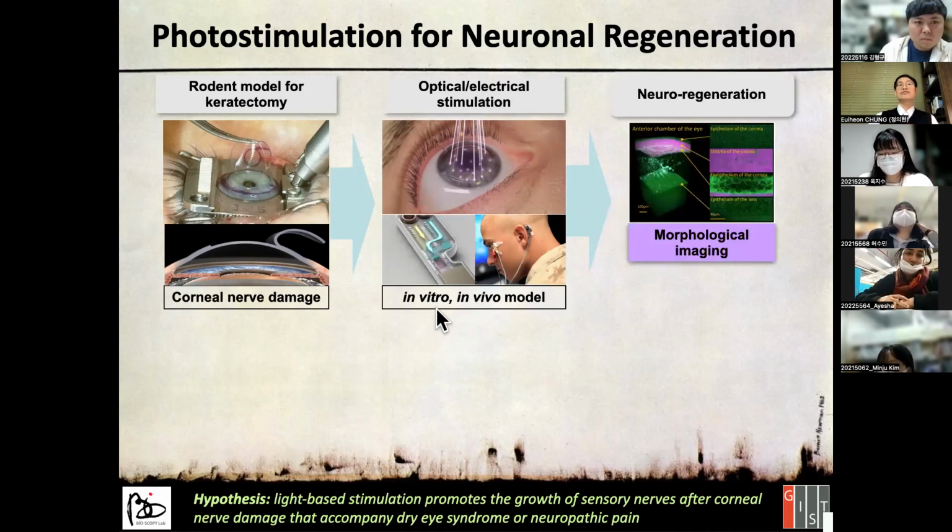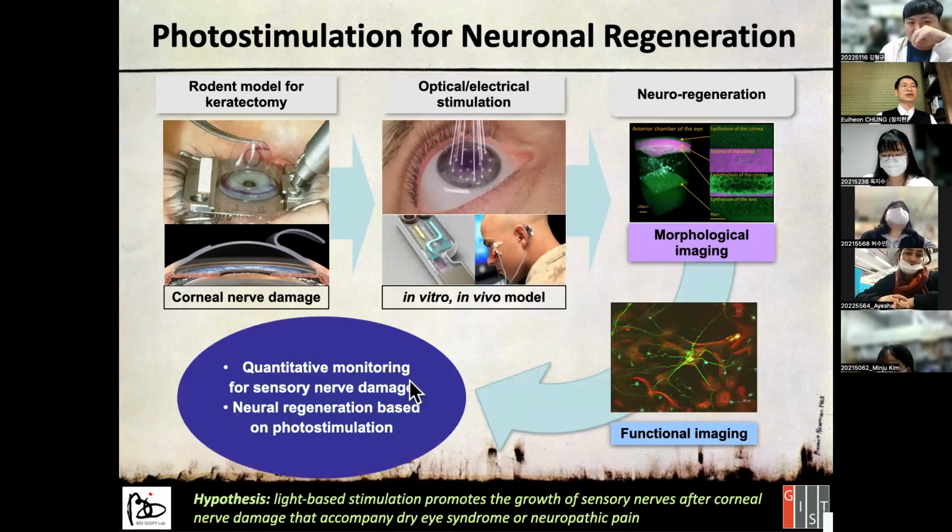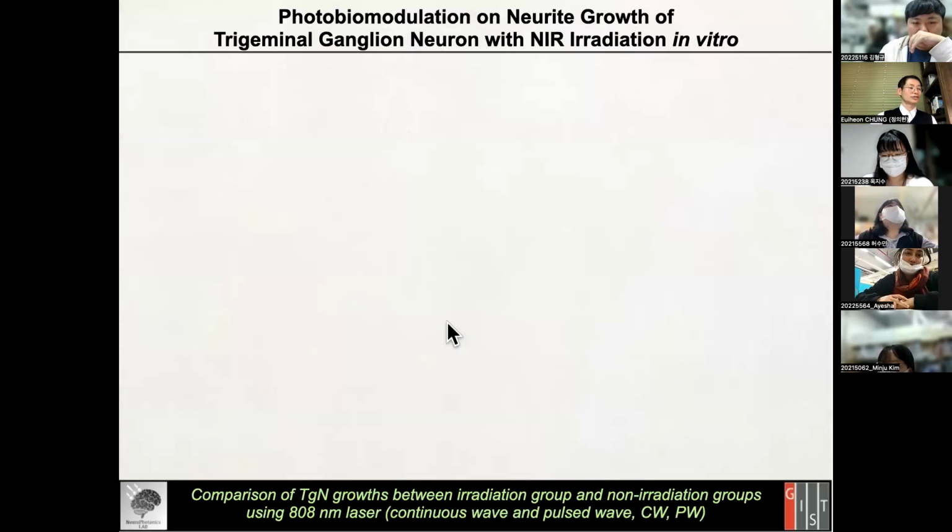So you can consider in vitro and in vivo models and test neural regeneration, and by use of functional imaging, you can study this neural regeneration based on photostimulation. So we started with the in vitro model first. Photobiomodulation, by use of near-infrared light, we may be able to boost the neurons' arms, their growth. And especially we were interested in the cornea, which is connected to the trigeminal ganglion.